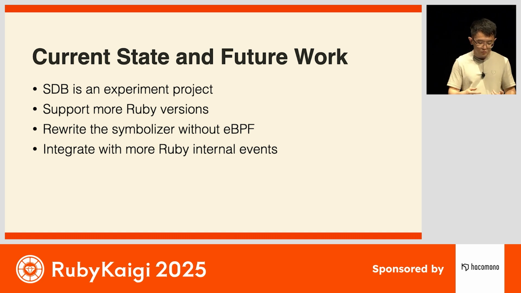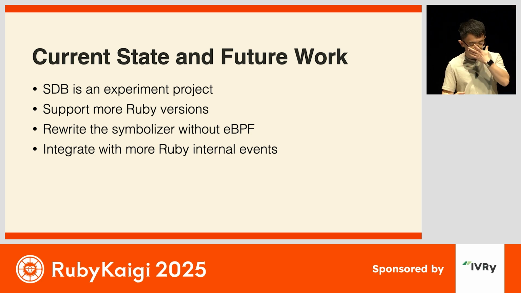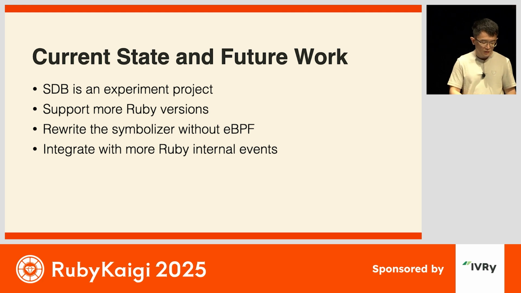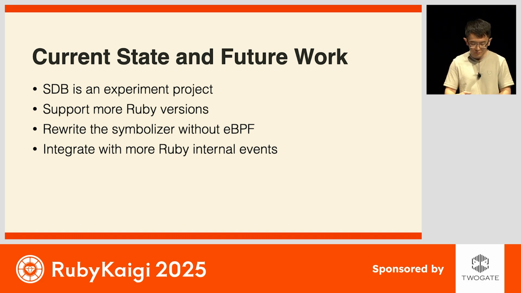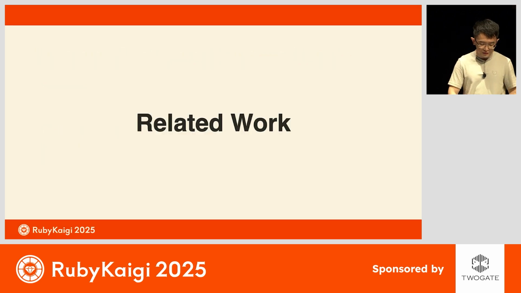Another thing is I want to rewrite the synchronizer without eBPF. Even though eBPF is a common solution for observability, and several libraries use it, for example the Golang OpenTelemetry implementation, I think it's an unnecessary dependency, so I plan to remove it. And additionally, I'd like to integrate more Ruby internal events. It can help us detect tail latency more easily. So that's my plan. This part is the related work.